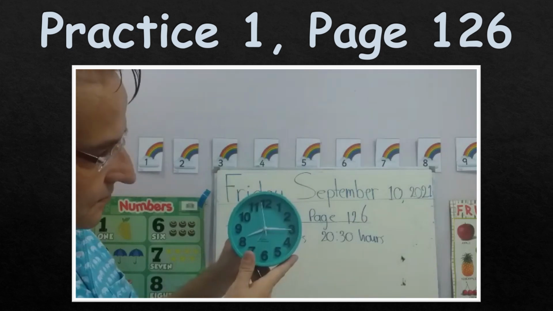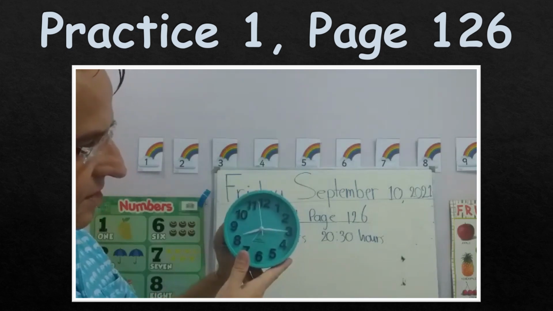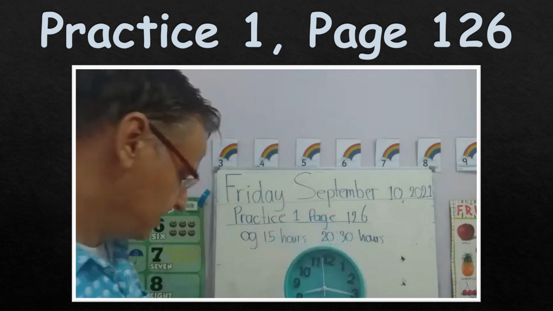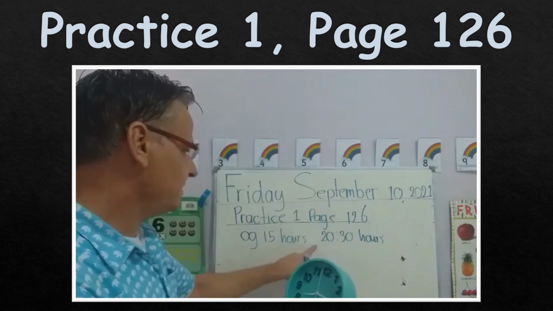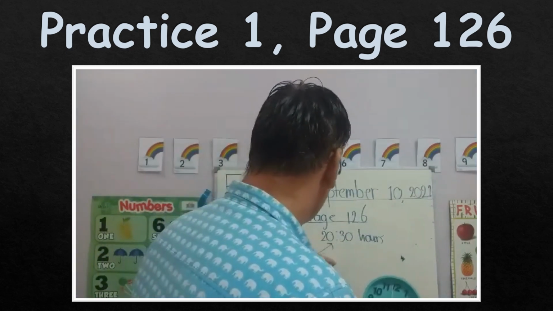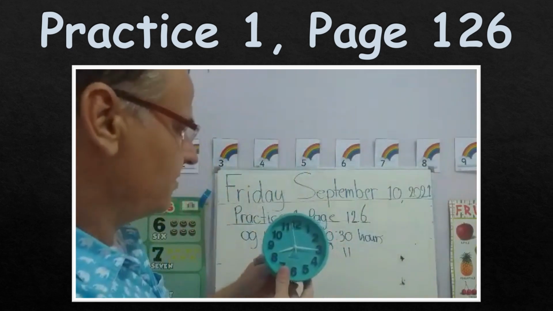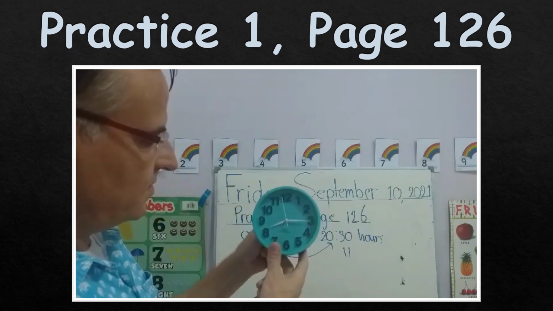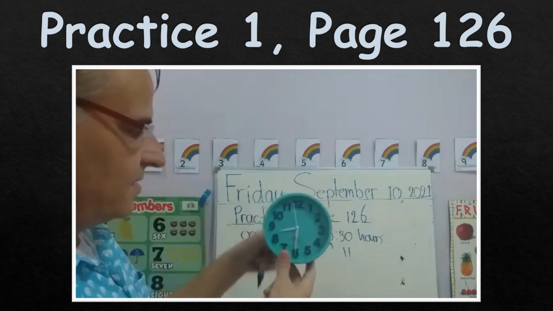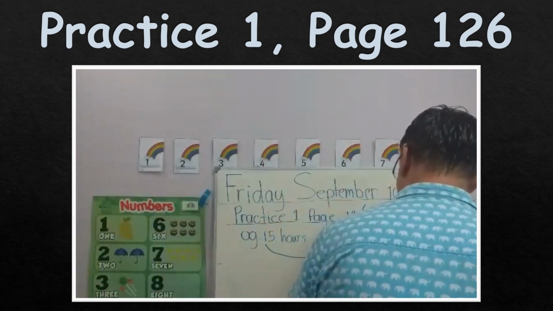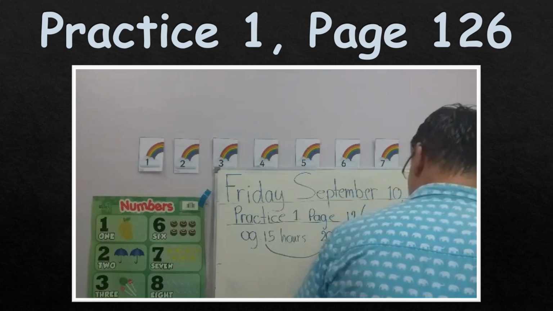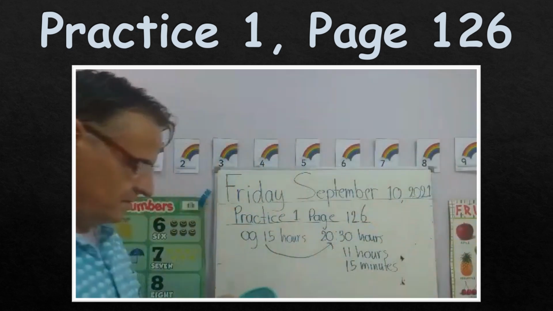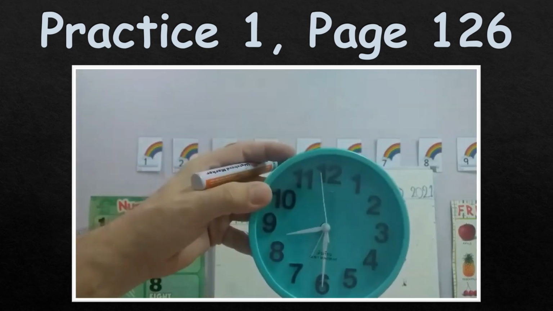So 11 hours. Can we go further than that? No, because he closes at 8:30, right? So we know 8:15 is 11 hours. So from 9:15 to there is 11 hours. And now we need to know how many minutes, because it's 20:30 and it's now 20:15. So how many minutes? 5, 10, 15. Okay, so 11 hours and 15 minutes, it is 8:30.